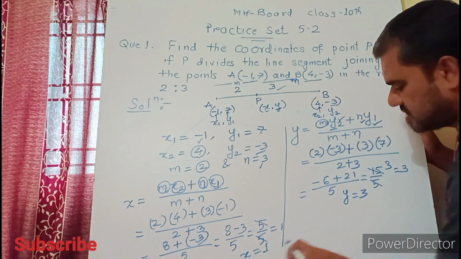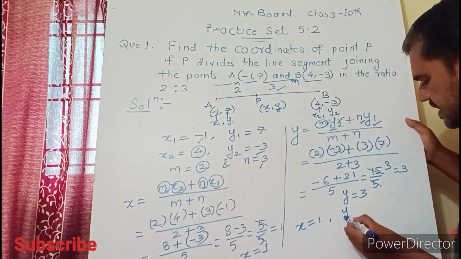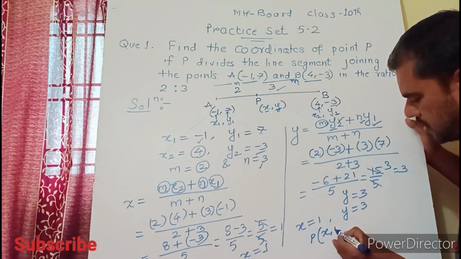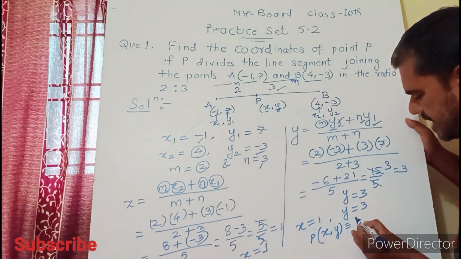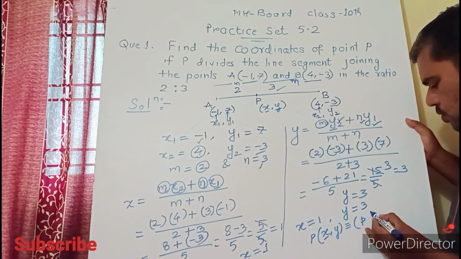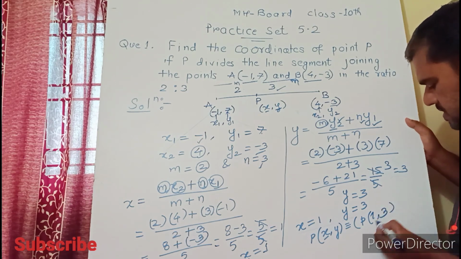We get the value of x equals 1, and the value of y equals 3. Therefore P having coordinates x, y can be given as P(1, 3).